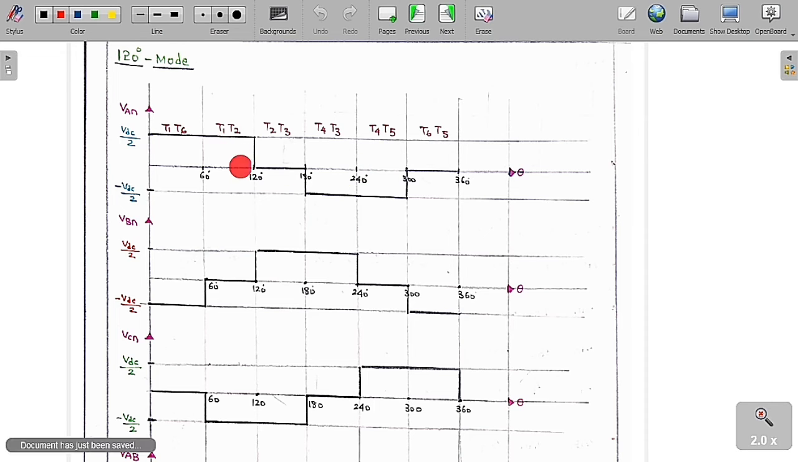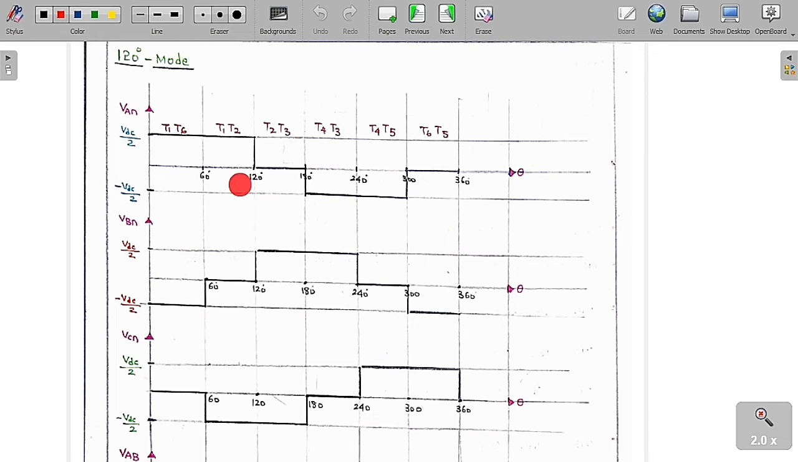If you remember only this one graph, you can easily draw the other graphs also. This is plus VDC by 2, plus VDC by 2, 0, minus VDC by 2, minus VDC by 2, 0 for every 60 degree. If you give a phase shift of 120, you are going to get VBN. If you give a phase shift of 240, you are going to get VCN. So this is the graph we have to remember for every 60 degree.